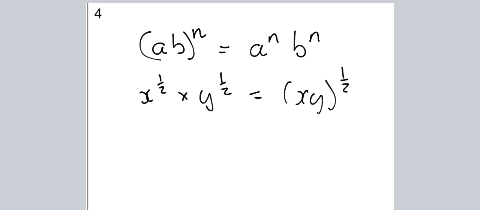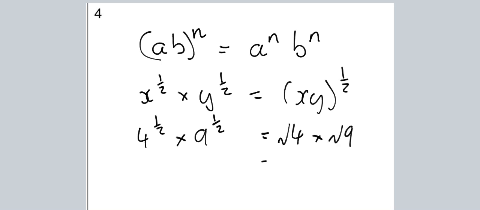Again, using a common sense logic kind of thing. If I went 4 to the power of a half multiplied by 9 to the power of a half, well, what does 4 to the power of half mean? Can you remember? Good. So that's root 4 or square root 4, and 9 to the power of a half would be square root of 9, good, which is equal to 6. We okay with that?